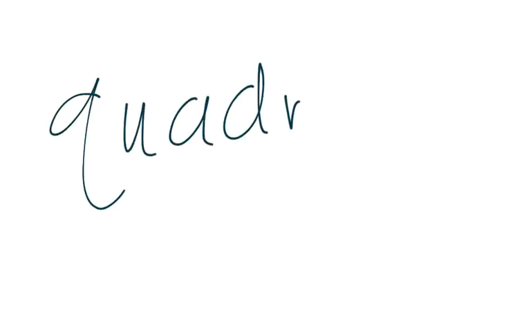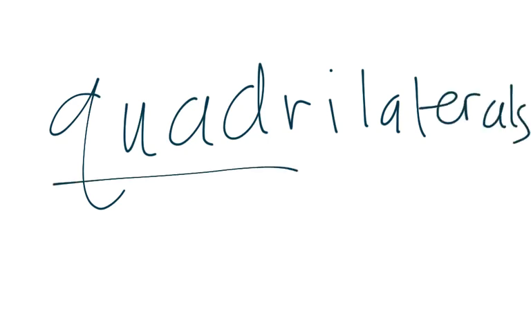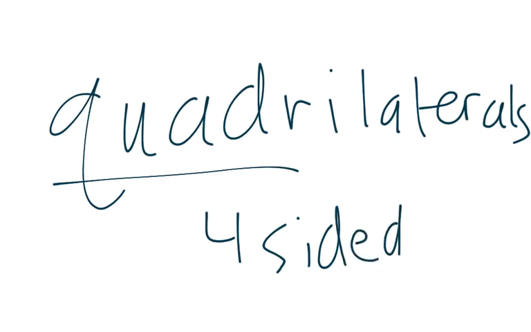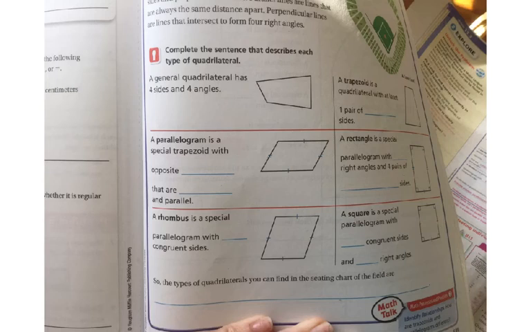Hi, so today we're going to be doing 11-3 and we're talking about quadrilaterals. Quadrilaterals are shapes that are four-sided. So we're going to go through this. I'm going to show you a picture from... Okay, so a general quadrilateral has four sides and four angles.